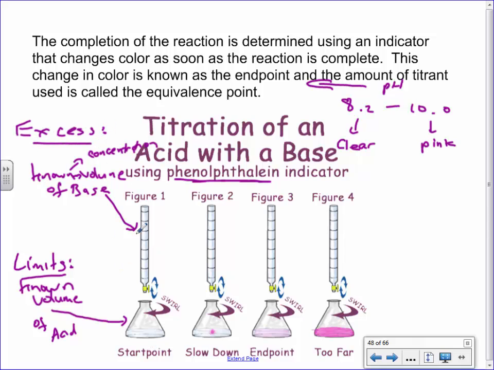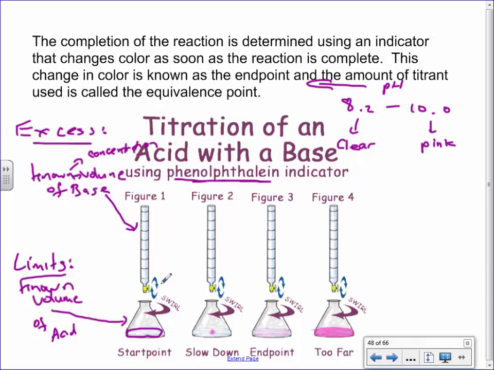Because what ends up happening is I can keep adding more and more base out of this burette if I want to. Let's say I run out of base in the burette. Just refill it. Does that make sense? So this is going to be always what's excess. The acid in the bottom is going to be limited because once you have a certain amount in this flask right here, you never add more.